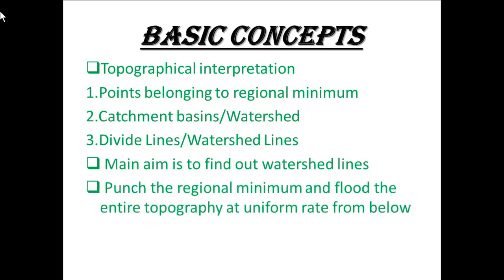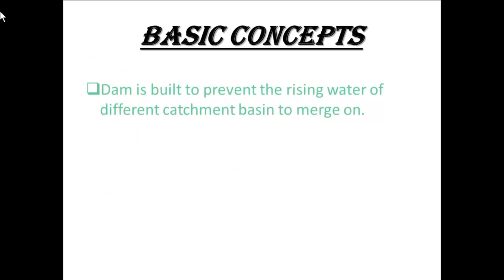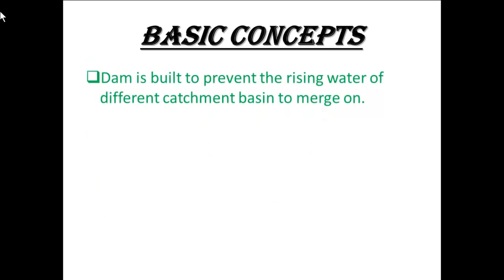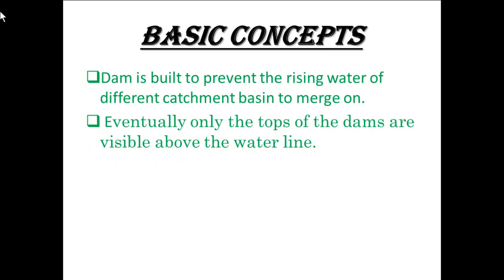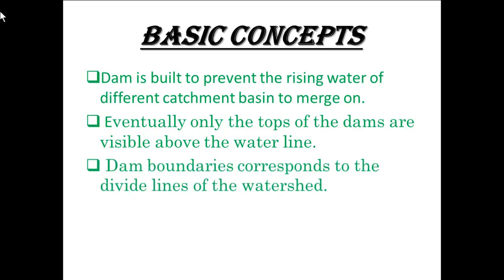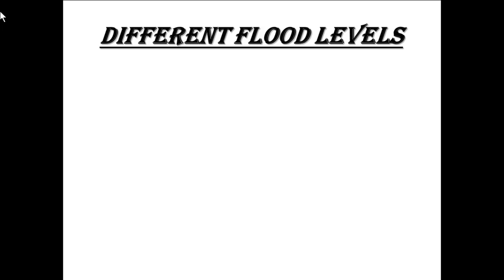Punch the regional minimum and flood the entire topography at a uniform rate from below. A dam is built to prevent the rising water of different catchment basins from merging. Eventually, only the tops of the dams are visible above the waterline. Dam boundaries correspond to the divide lines of the watershed. Different flood levels.